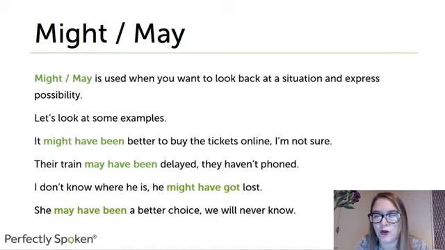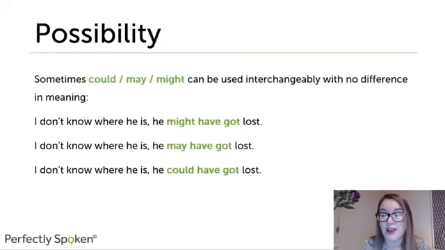So have a look at these examples and you can see some key indicators, expressions like I'm not sure, I don't know, we will never know. So you're using might or may to express a possibility of a situation, but you're not sure. So this is where may and might and could can sometimes overlap and be used interchangeably. If this happens, there is no difference in meaning because you're just conveying a sense of possibility.